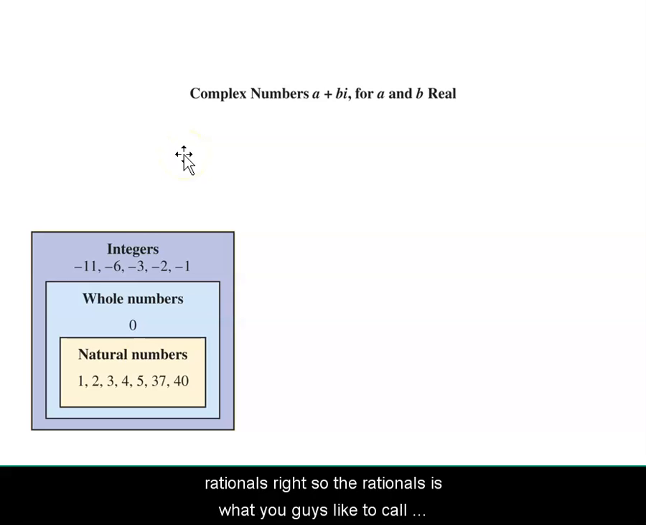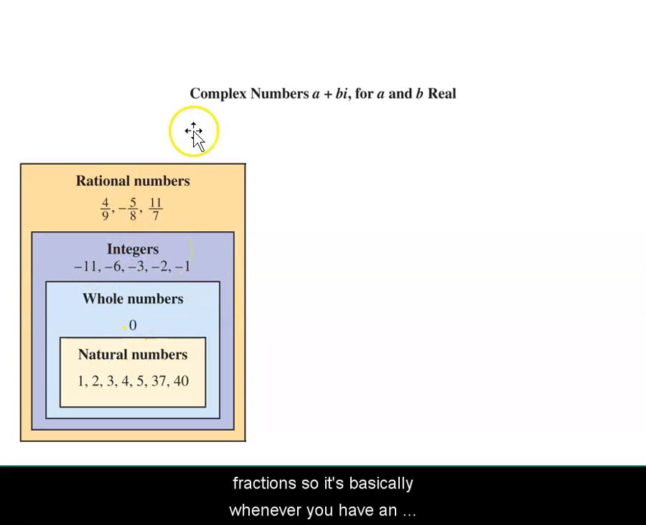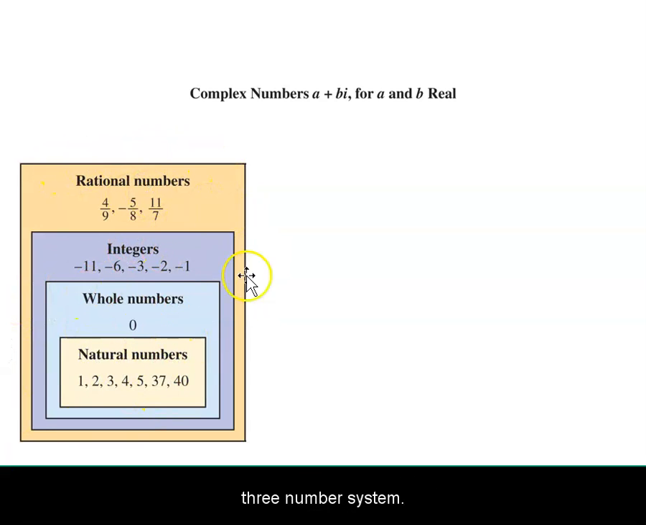The next number system that we have after that is the rationals, right? The rationals is what you guys like to call fractions. So it's basically whenever you have an integer over another integer. As long as the integer on the bottom is not 0, you are a rational number. So any integer, whole number, or natural number can be written as a rational number. For instance, -2 can be written as -2 over 1, or it can be written as 2 over -1. So there's multiple ways to represent the same number in the rational number system. The rational number system encompasses all of these 3 number systems.